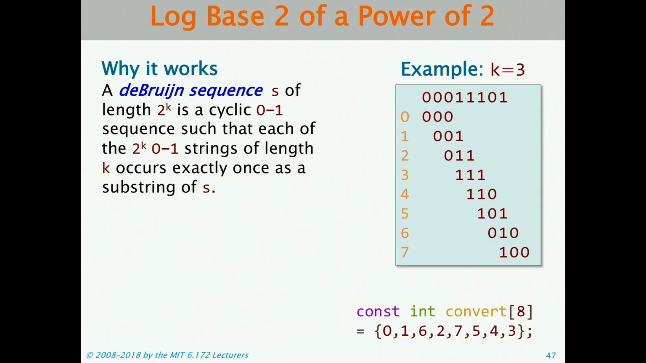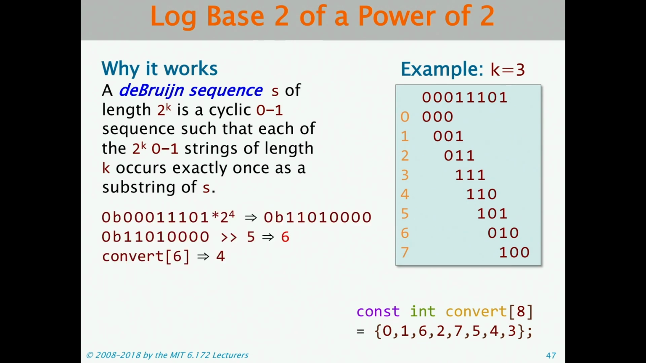Okay, so now we're going to create this convert table of length 8. In general, this will be 2 to the k, and here k is 3. And in this convert table, what we're storing in each position is the index in the De Bruijn sequence where the bit string corresponding to that position starts. So here we see that convert of 2 is 6 because the bit string corresponding to 2 is 0, 1, 0, and that begins at position 6 in the De Bruijn sequence. We also see that convert of 4 is 7 because 4 is 1, 0, 0, and that begins at position 7 in the De Bruijn sequence.